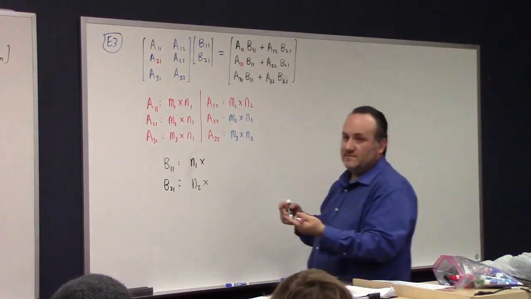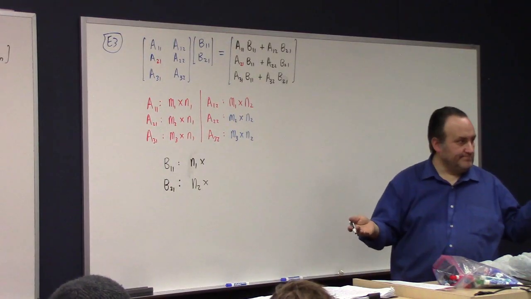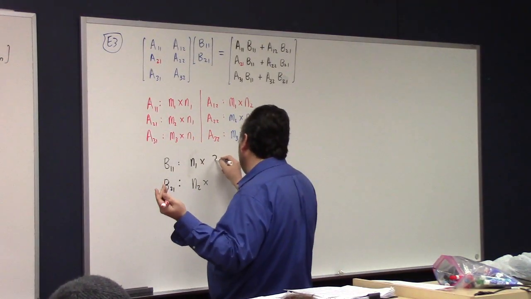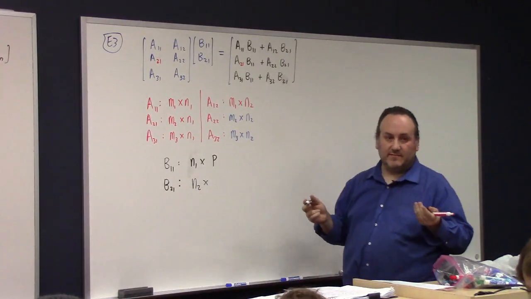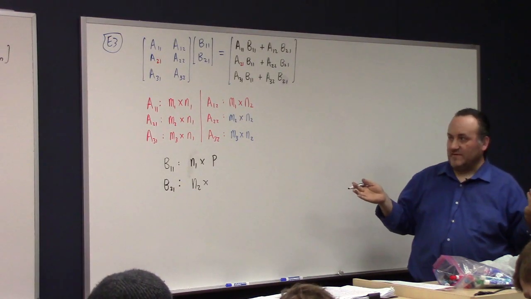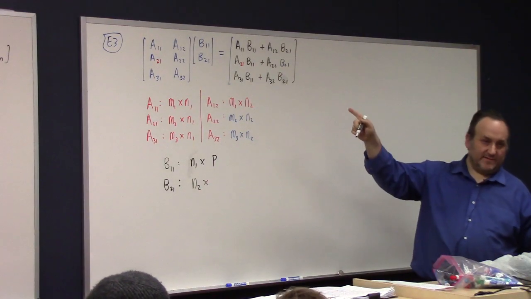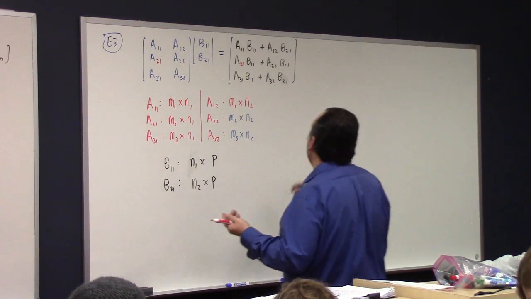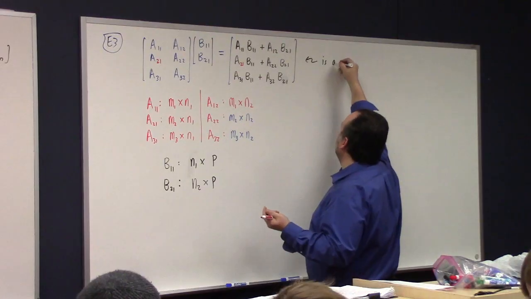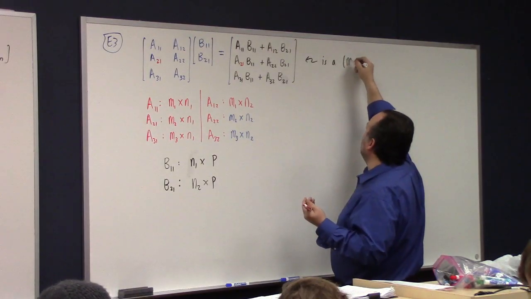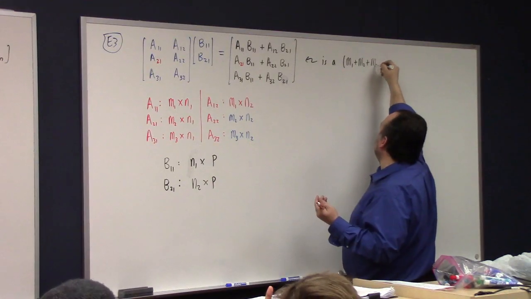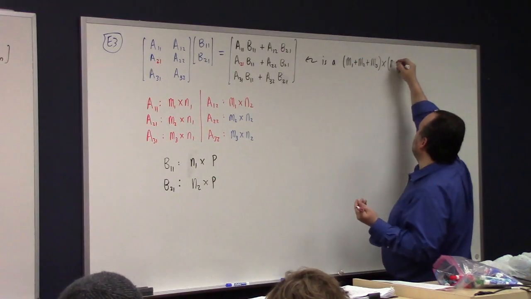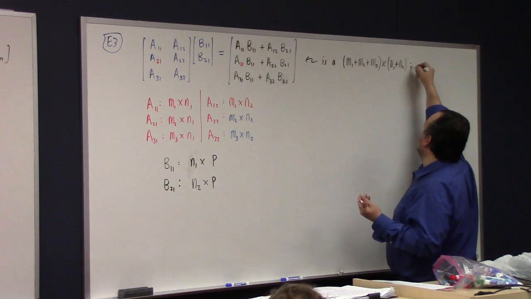Now, how big are the somethings? We could say this one's P columns. B11 has P columns, right? Once I write that, though, I'm forced to say that the other one also has P columns, because they share the same number of columns. So we're dealing with an M1 plus M2 plus M3 by what matrix? By N1 plus N2 matrix.